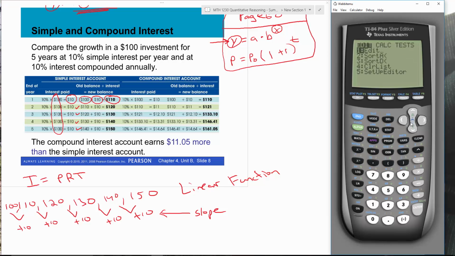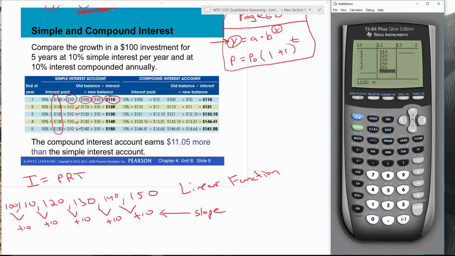So if I go to Stat, Edit, then I need to come up here and I'll clear this list. And if I come over here and hit this N for year 1, 2, 3, so I'm just entering my X values in, and then come over here to the Y, entering in my values, so 110, 120, 130, 140, and then 150. Right?